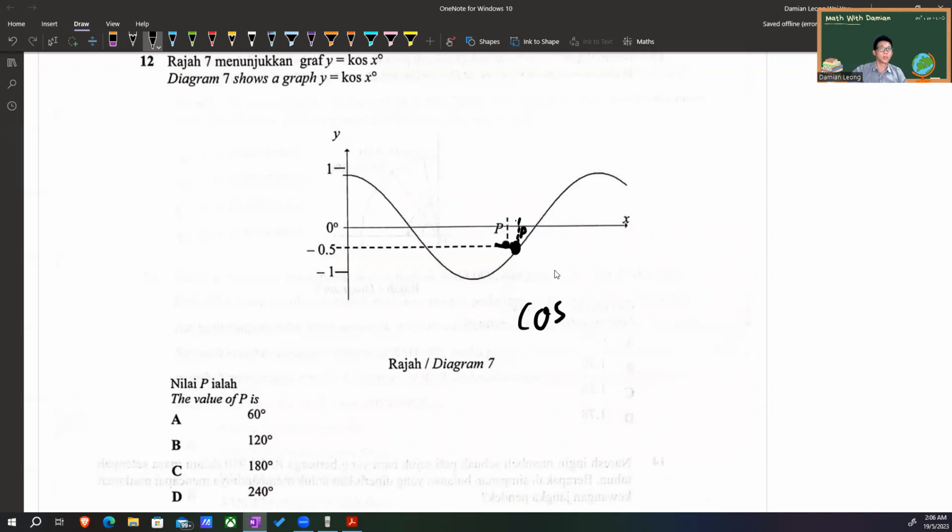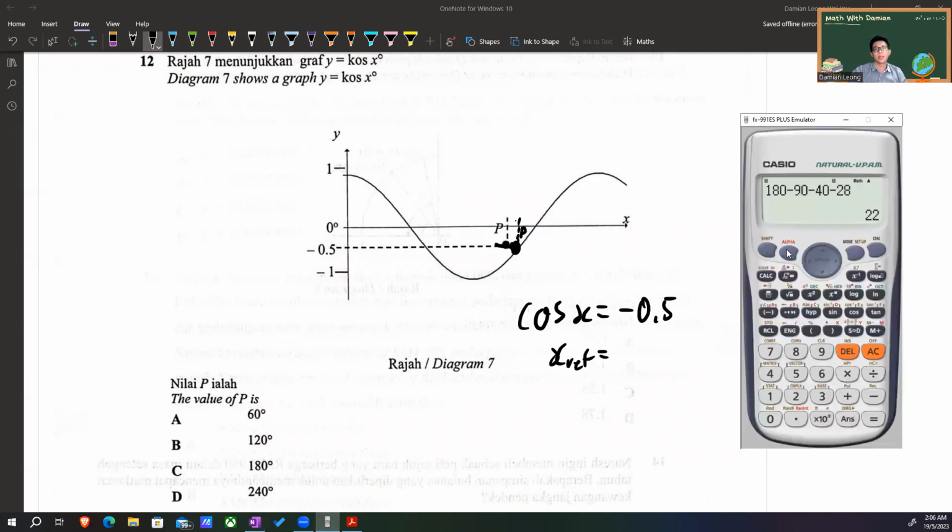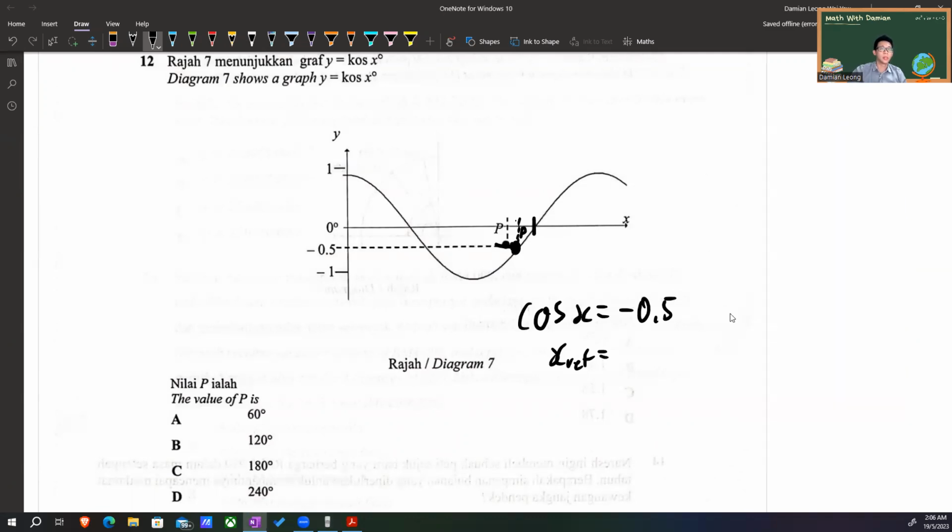So cos x is negative 0.5. I want to find x, but what I can find is only the reference value of x. I put cos inverse. I don't take the negative, I take 0.5. This is in degrees. 60 degrees. So here is 270 degrees.